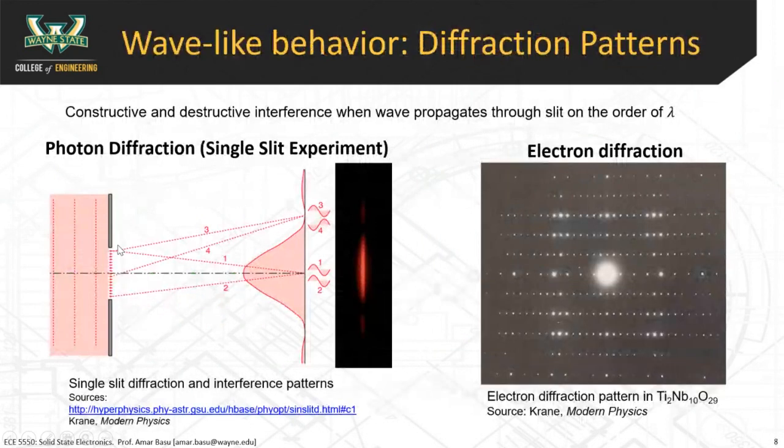So just to have some concrete examples so that you can hang your hat on this idea. An example of wave-like behavior would be diffraction patterns. This is a simple example that I took of photon diffraction, or light diffraction, the classic single slit experiment. Have any of you done these experiments in your physics class? Does anyone remember doing an experiment like this in a high school or college physics class?